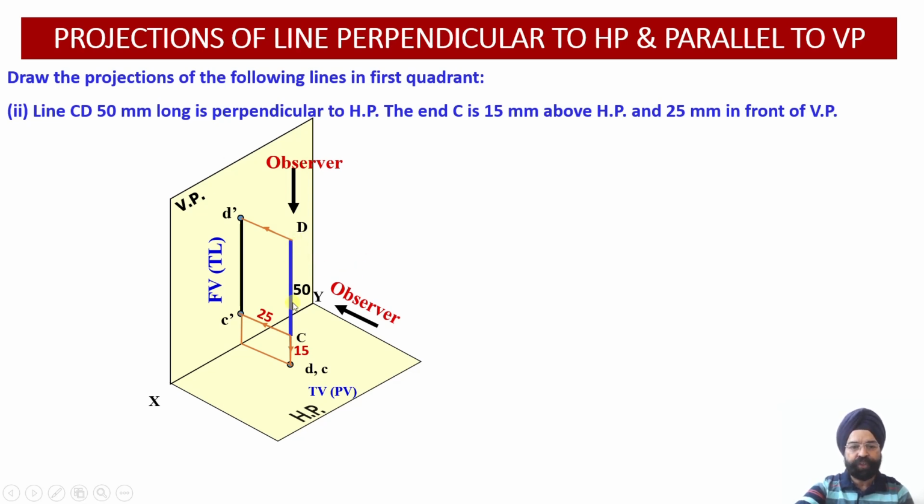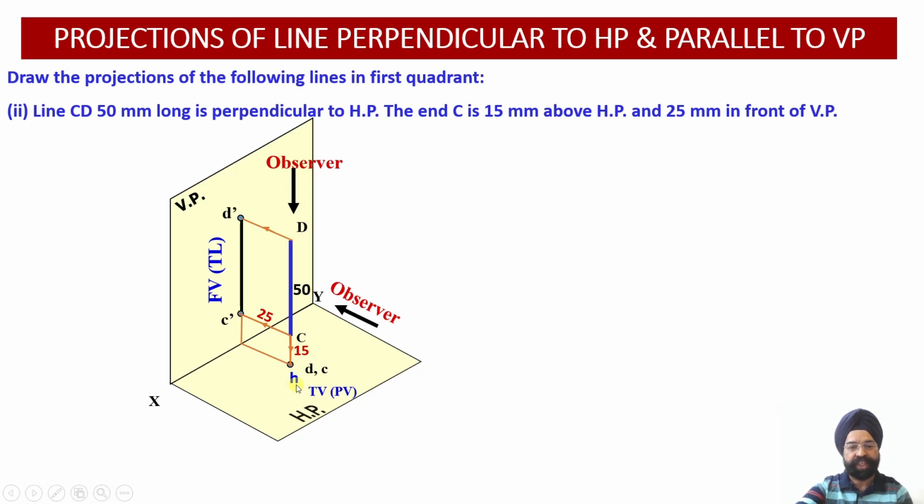Since this line happens to be perpendicular to HP, it is going to intersect HP either itself or through its extension. So does this line intersect HP directly? No. Then I need to extend this. The moment I extend this, you can see it is going to meet my horizontal plane at this particular point. That is the point of convergence of D and C. So I'll mark this point as H. This is going to give me the horizontal trace. So this is the point of intersection of the line itself or extension with the horizontal plane.